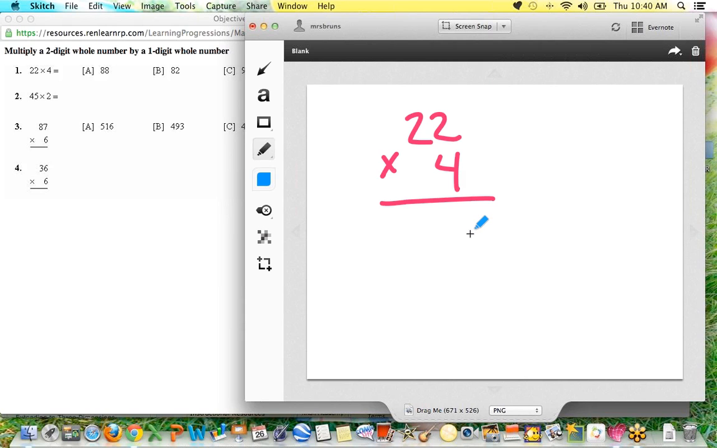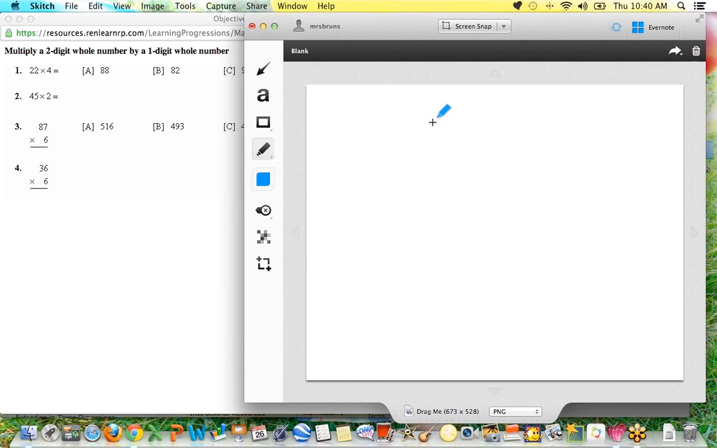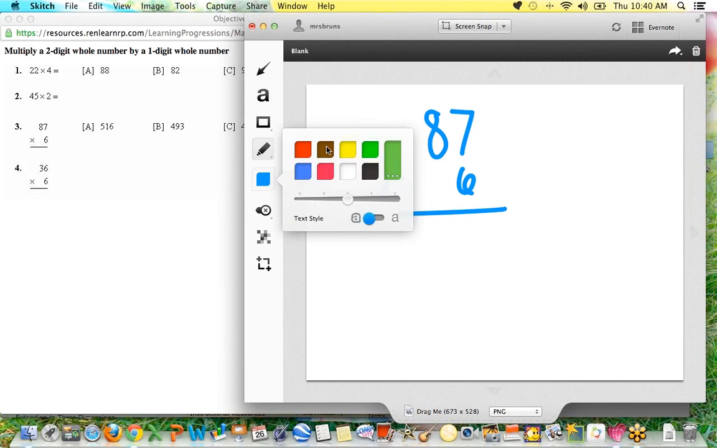All right, so I'm going to start working this problem out. Very good, Adam. 4 times 2, everybody, is 8. That was my first step. And then my second step would be 4 times 2 again, which is 8. So your answer should have been 88. Okay, let's get a little bit more complicated. Let's skip down to number 3. 87 times 6. Do I have any volunteers to walk me through the steps?